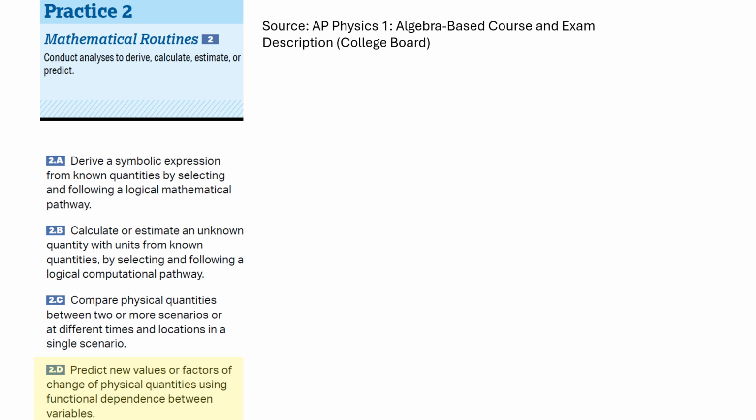Science Practice 2 is mathematical routines, and Skill 2.d is predict new values or factors of change of quantities using functional dependence between the variables. So we're going to unpack that and see what that means, and then we're going to look at some examples and some strategies.